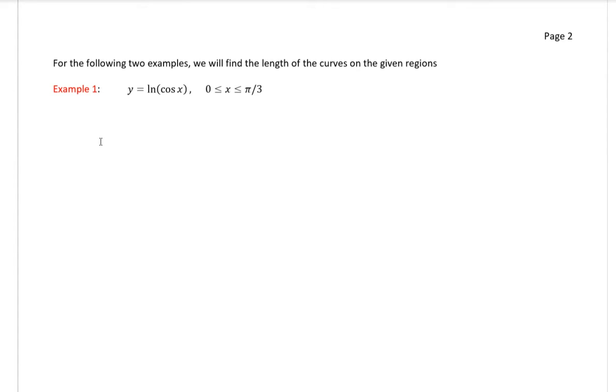Let's find the length of the curves on the given region. So we have y equals natural log of cosine x from 0 to pi thirds. Well, in order to do this, since we have y equals a function of x, what we're going to be working with is, from a to b, the square root of 1 plus f prime of x squared dx. That's what we need for the length.